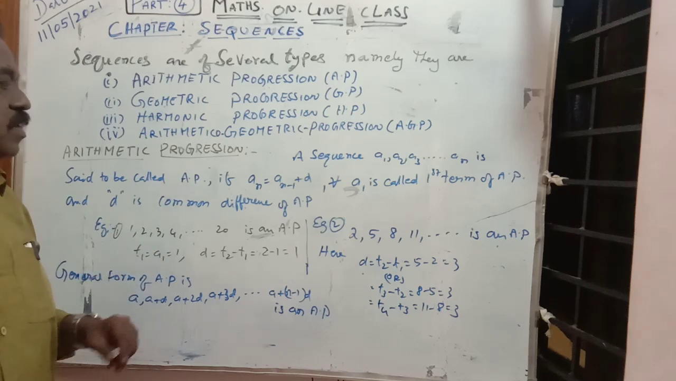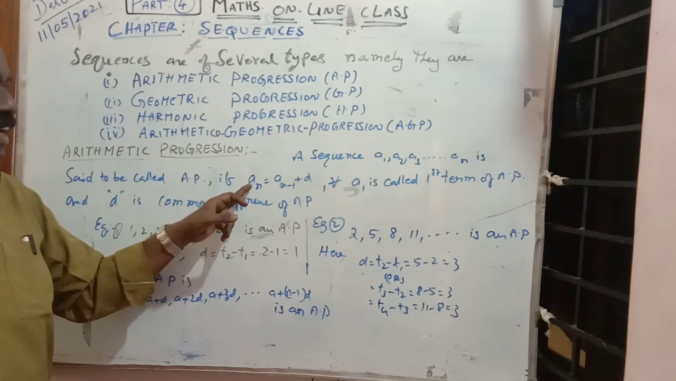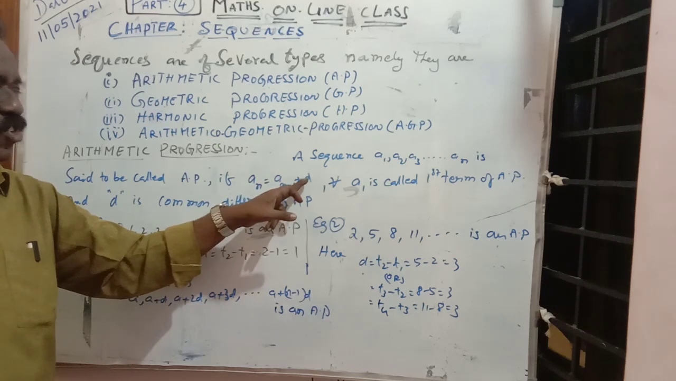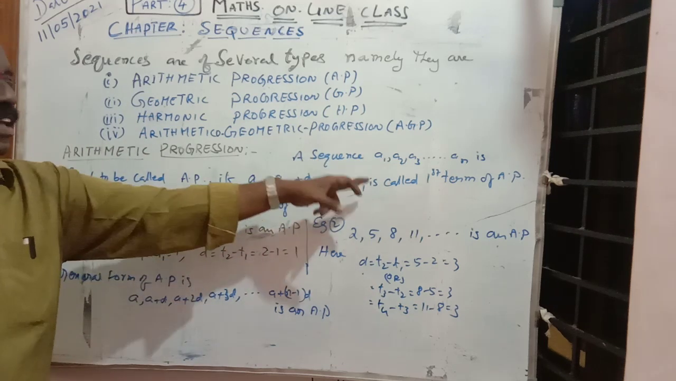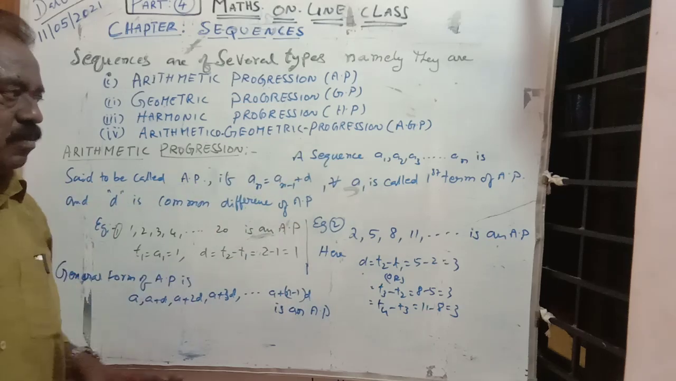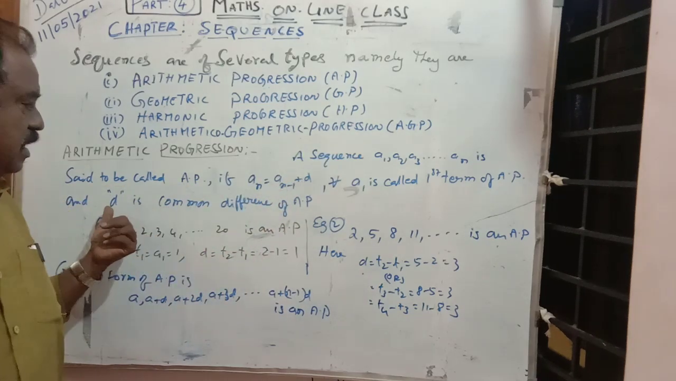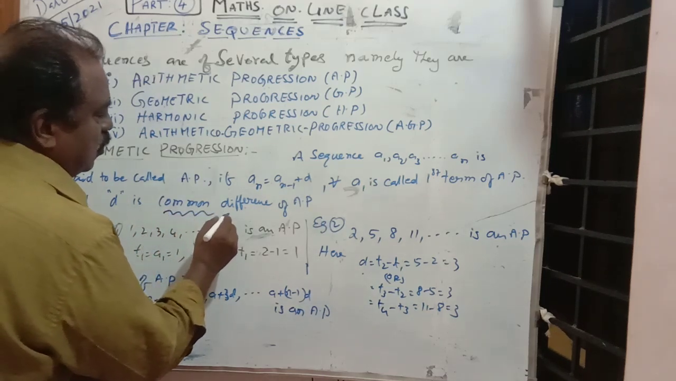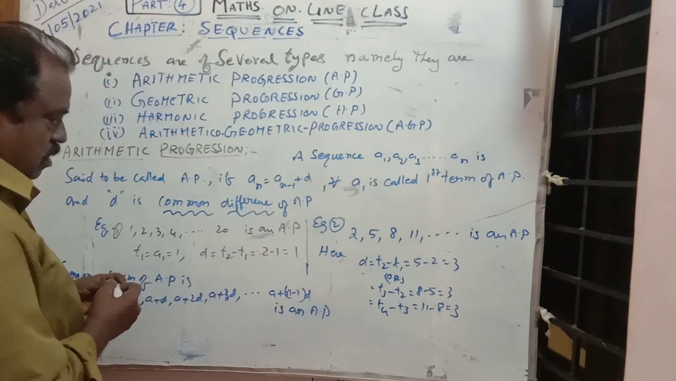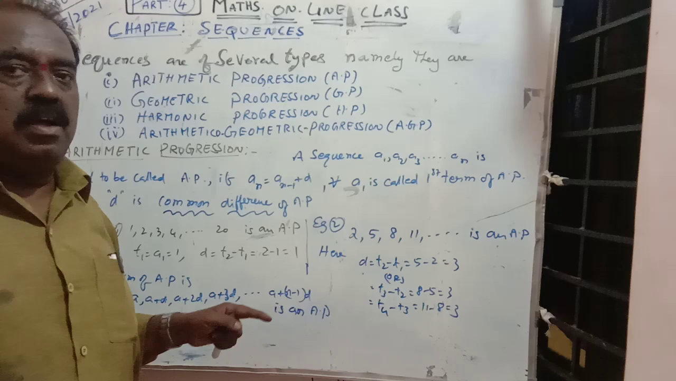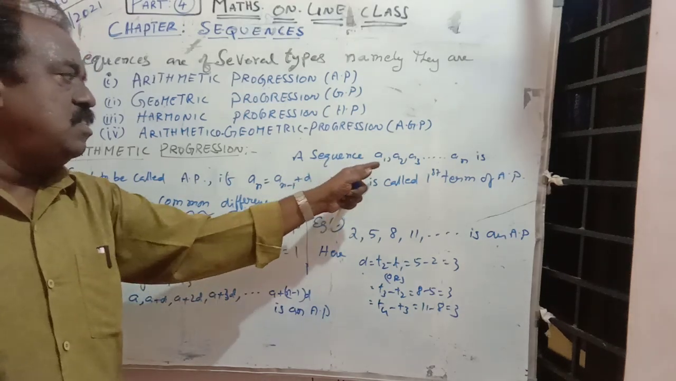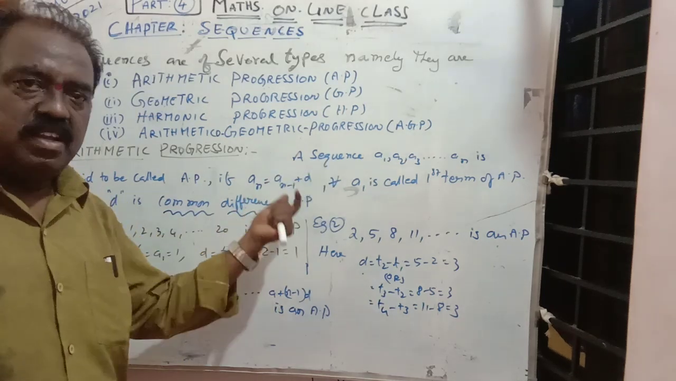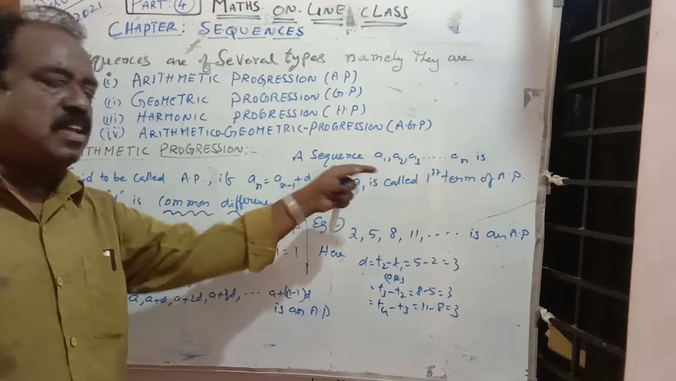What is the condition? The nth term is equal to the previous term plus a constant d. Here A1 is the first term, A2 is the second term, and d is the common difference. That means each and every term, except the first term, can be obtained by adding a constant number to its previous term, its preceding term.